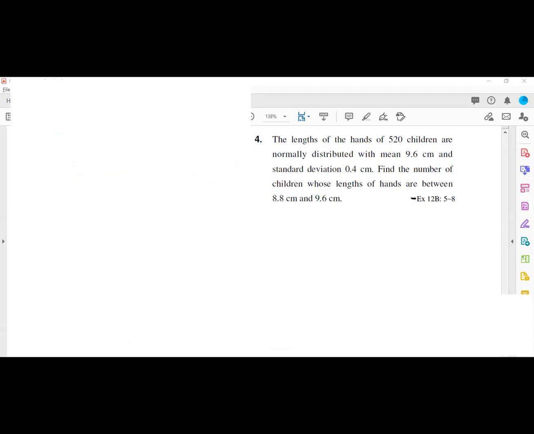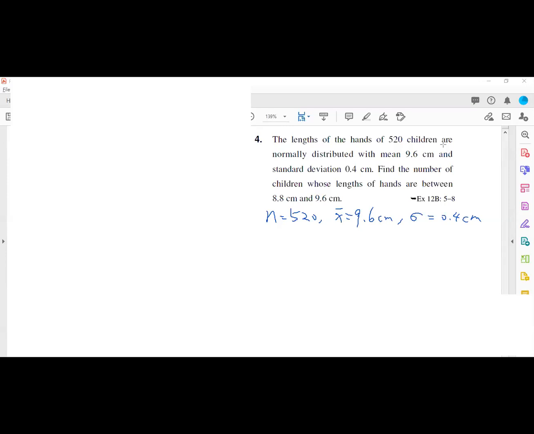Number 4, the lengths of the hands of 520 children are normally distributed, with mean 9.6 cm and SD 0.4 cm. Okay, so we have, it is given that n is equal to 520, and then x bar is equal to 9.6 cm, and then sigma is equal to 0.4 cm. Okay, find the number of children whose lengths of hands are between 8.8 and 9.6.